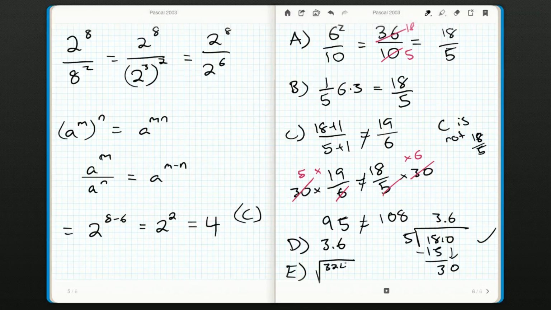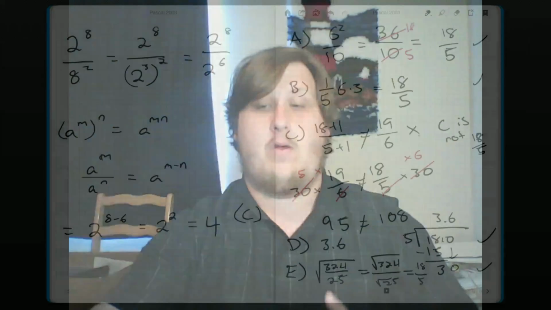Well, square roots distribute into the numerator and the denominator. Square root of 25 is 5 on the bottom, and square root of 324. 324 is one of those numbers I recommend you know. It's 18 squared. Square root of 18 squared, you're just going to get 18. So the only one that really doesn't work is C, and we've double-checked. We've checked every single expression. The only one that doesn't work is C. So C is going to be our answer, because we were asked which expression is not the same as 18 over 5.